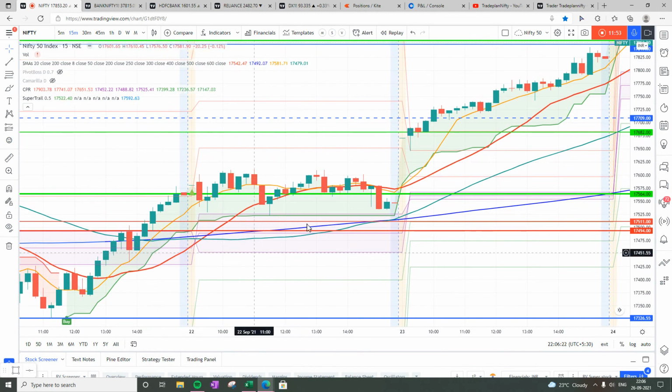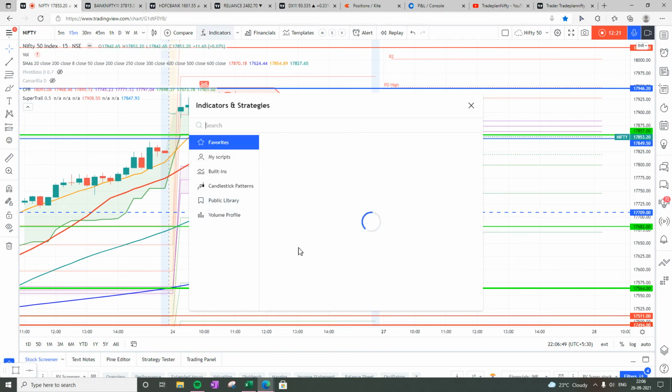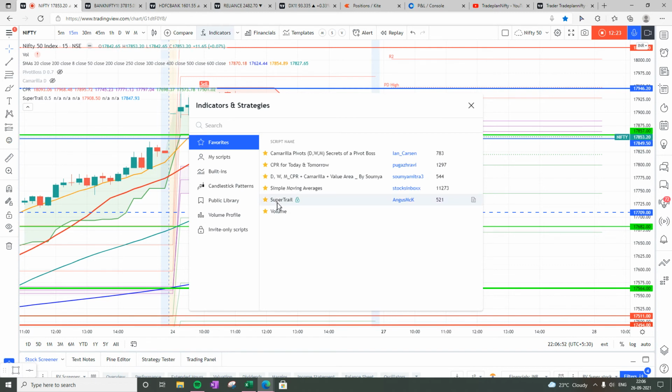This day put me into that research mode, and eventually I was lucky enough to find a good solution to this. So let's see how it goes. So now currently I'm going to run this short trade with a stop loss of 17,907. This is a paid indicator for anybody who wants to use it on tradingview.com, but I strongly recommend that you go for it. So the name of the indicator is Super Trail by Angus MCK.